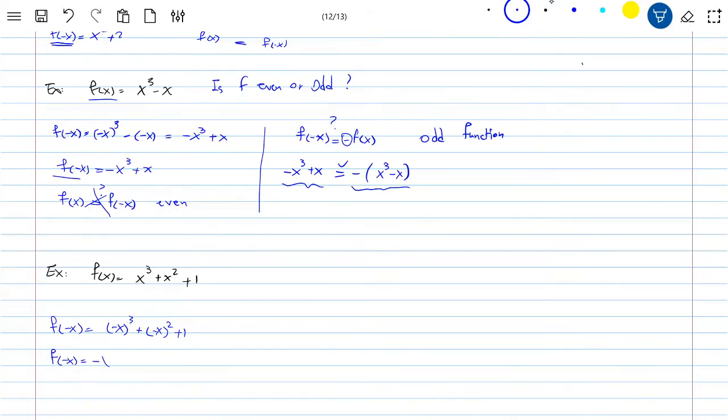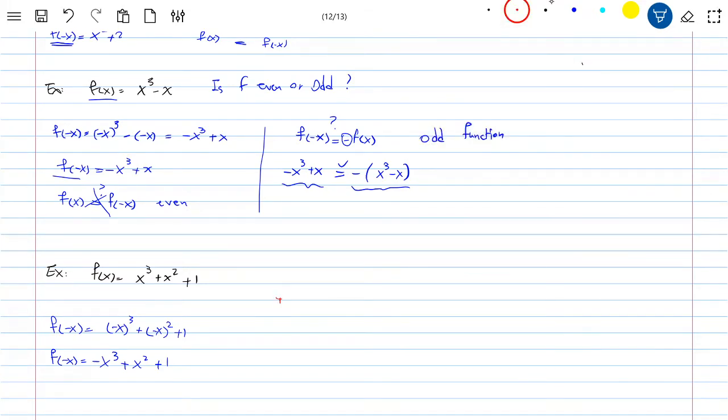What does it end up? It becomes negative x cubed. Negative x squared turns out to be plus x squared. Negative x times negative x is positive x squared. And plus 1. Okay. Now you do the check to see which case it is.